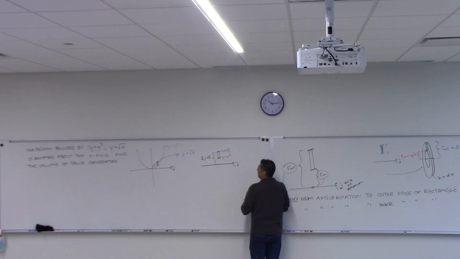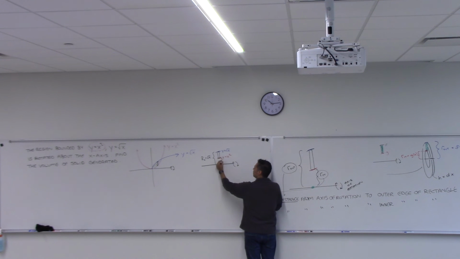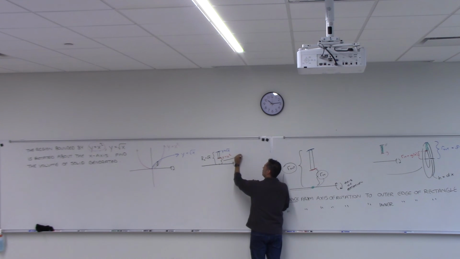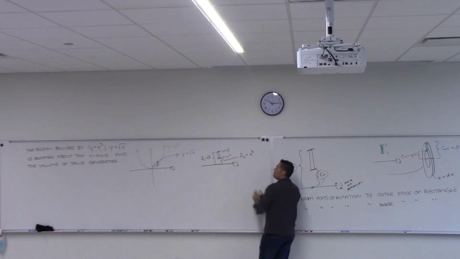And then the R_N would be this one right here, right? It's getting a little tight here on the board, sorry. R_N would be the x squared, yeah?